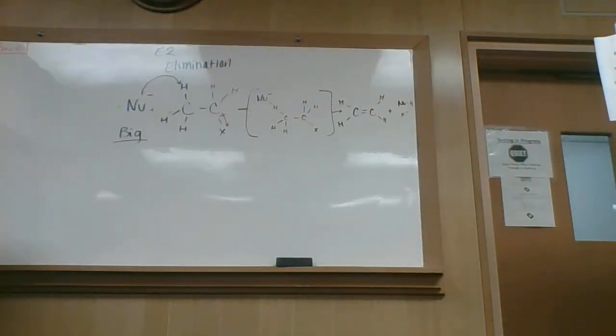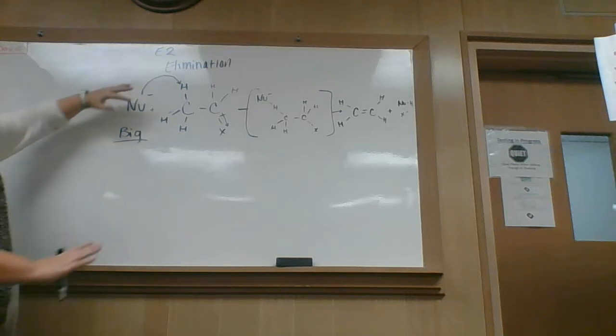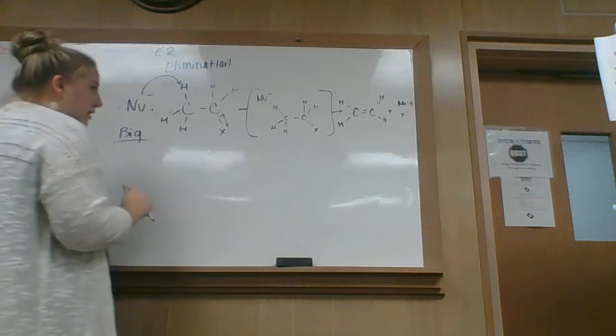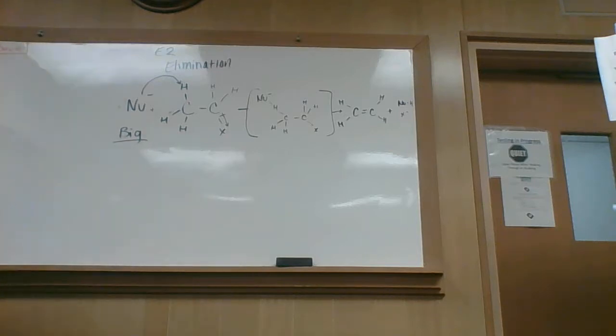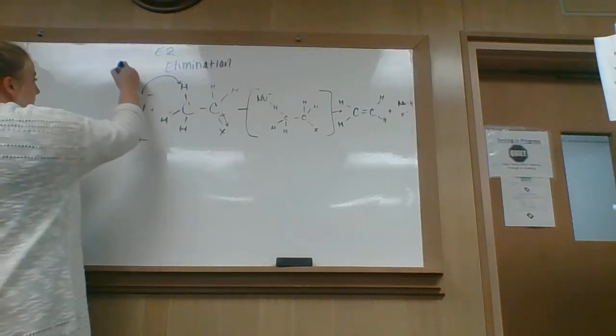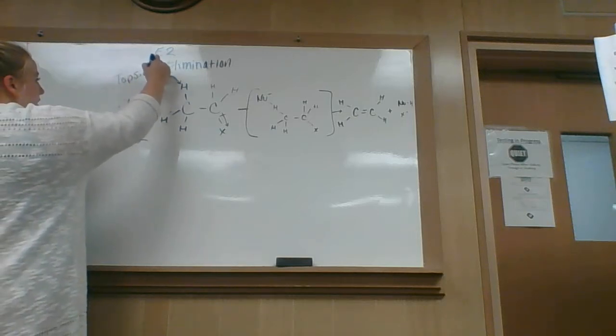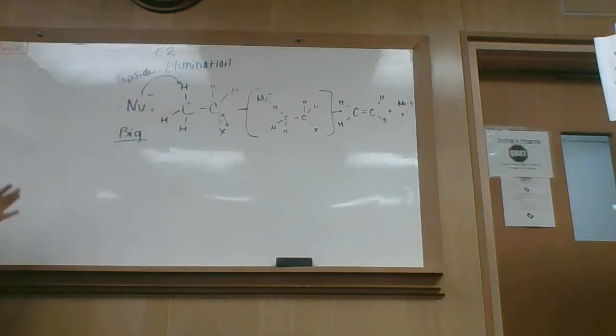The orientation of this is very important. You'll notice that the hydrogen is kind of on the opposite side of the halogen here, and that is done intentionally. This is referred to as a topside attack versus a backside attack. The nucleophile can only attack that one hydrogen. It can't just pick whatever hydrogen it wants. It has to be the one that's opposite the halogen.